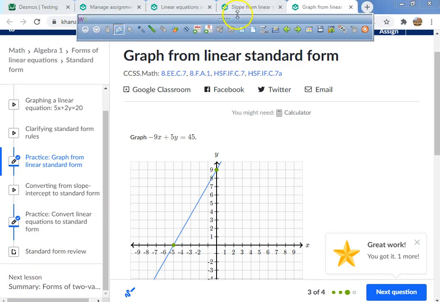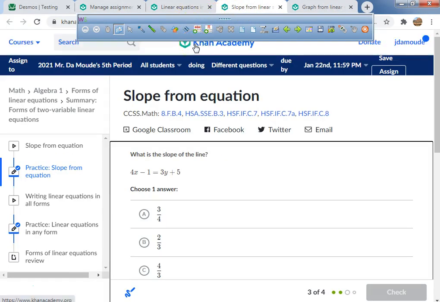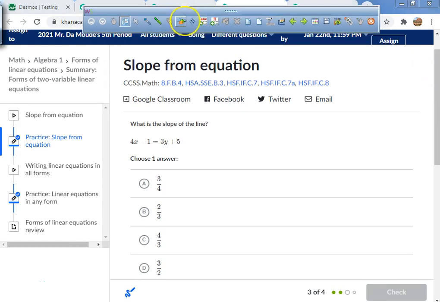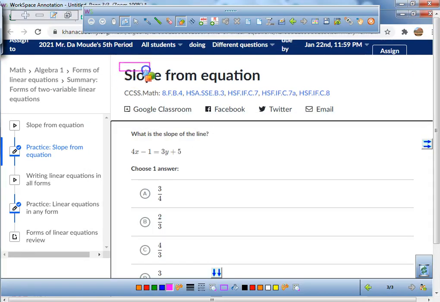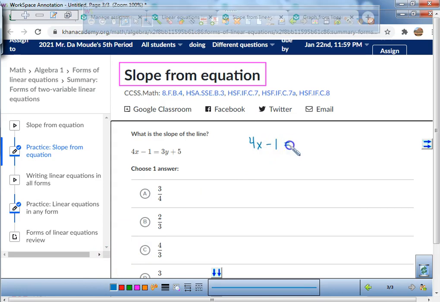All right, so the next thing we're going to be talking about is this thing called slope from equation. All right, slope from equation. So what I'd like you to do is I'd like you to title this in your journal, how do we get the slope from an equation? And then what I'd like you to do is rewrite this nice and neat in your journal. 4x minus 1 equals 3y plus 5.